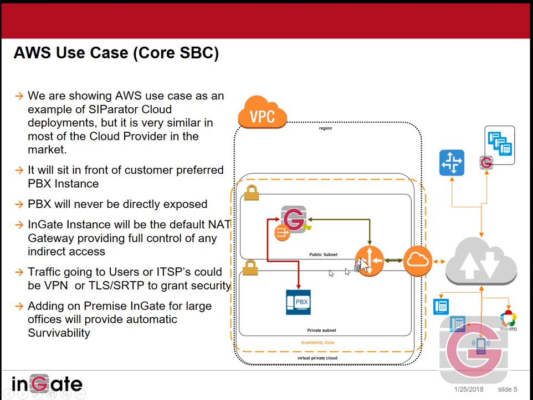So, traffic going to users, you see here the connection to the external world. You may have users that are located in remote offices like this one here. In this specific example, we are also showing a separate Ingate installed on-premise at the remote office, and that will provide additional features such as survival capabilities for the phones located in that specific remote office.